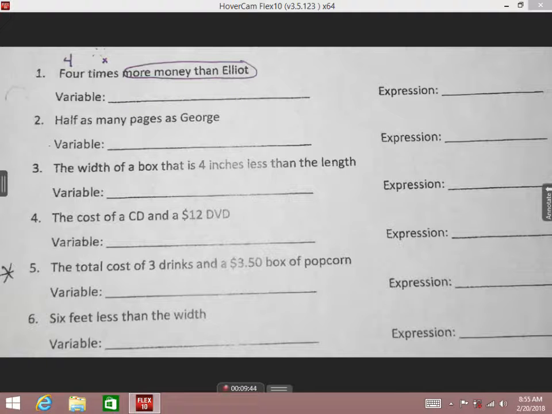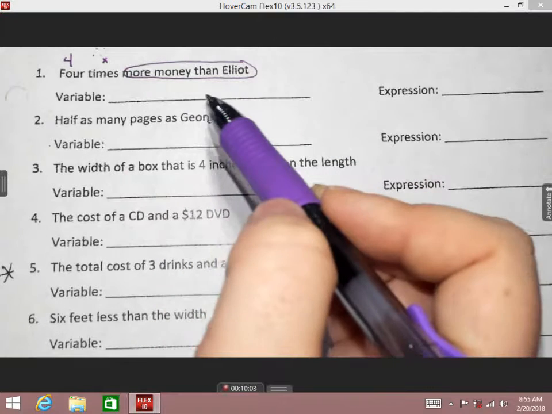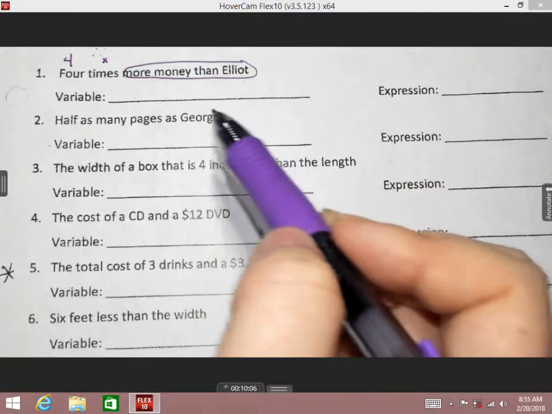All right? But if I say just M because he has some money, if I say M for money, now that money amount can change. I can go find whoever Elliot is and be like, hey, Elliot, how much money is that? And then that M is just holding the place for that. Okay? So, now this is important.